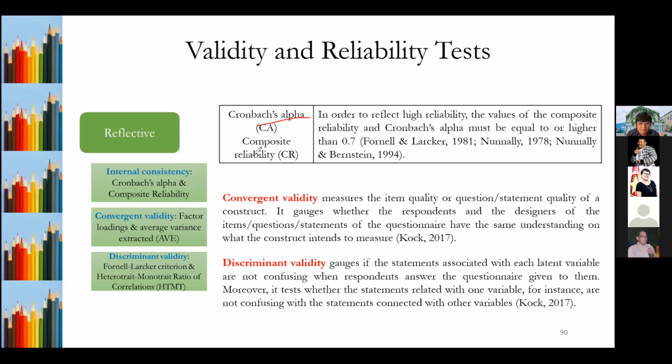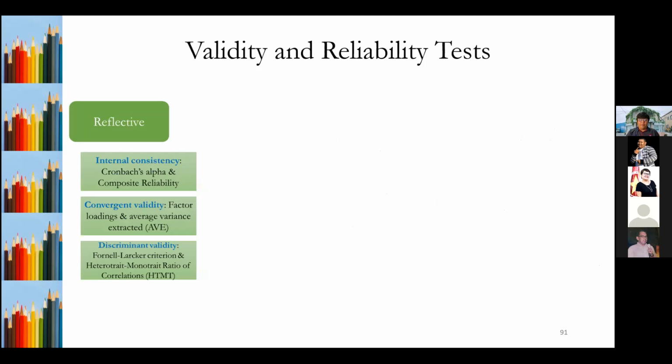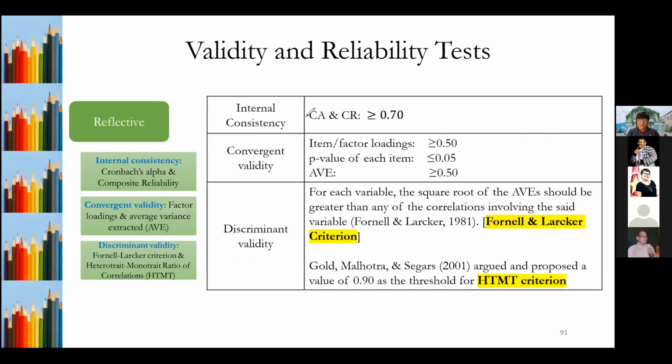For Cronbach's alpha and composite reliability, ang requirement dyan is kailangan ang value nila must be equal to or higher than 0.7 in order for us to say that the construct is highly reliable or basically reliable in general. Okay? So that is the requirements for reliability. So for convergent validity naman, ito yung mga threshold na ginagamit natin. For example, for item or factor loading, ang kanilang value should be at least 0.5 and above. So it should be equal to or greater than 0.5.